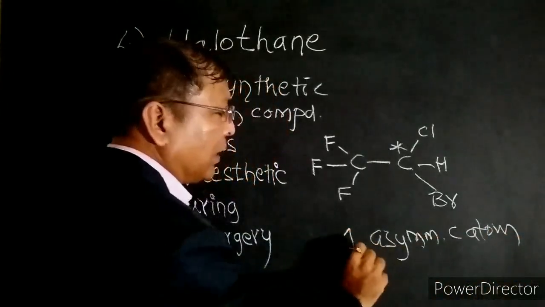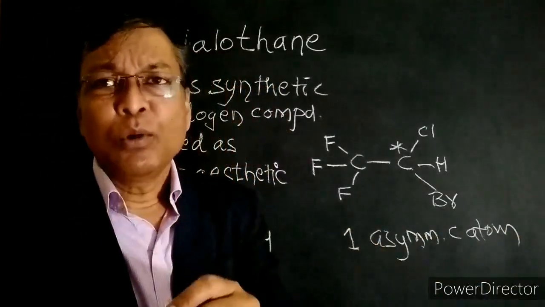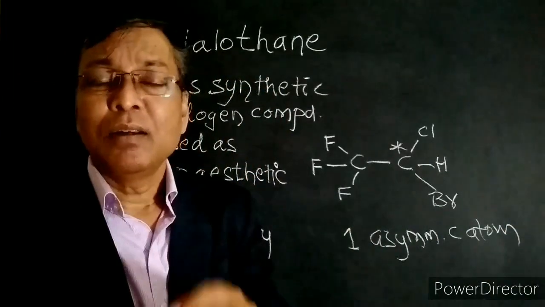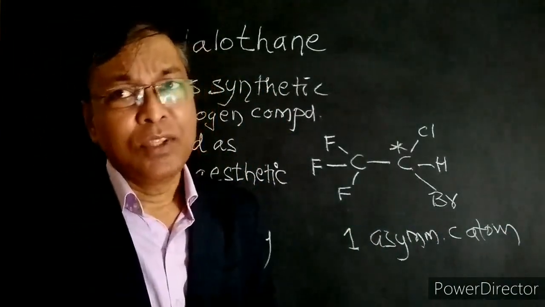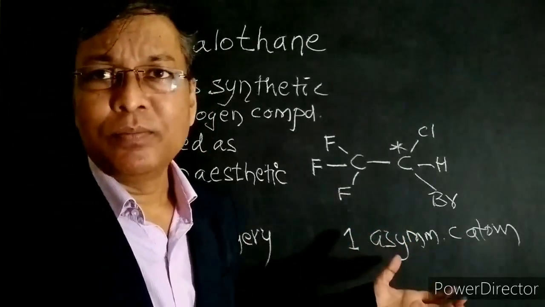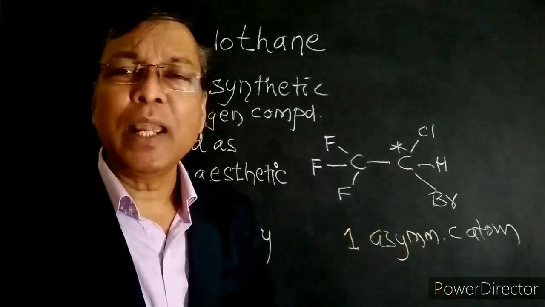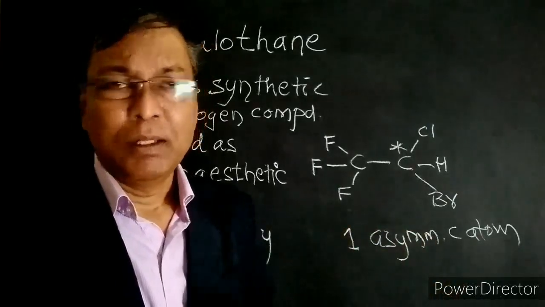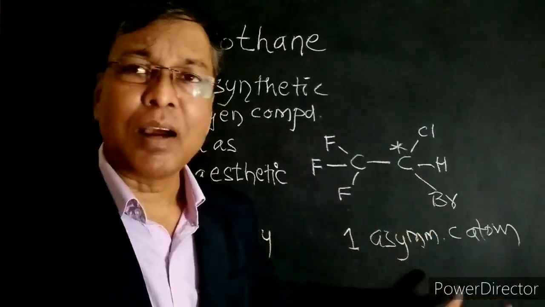One asymmetric carbon atom, and the molecule or compound which contains an asymmetric carbon atom shows optical activity. Therefore, halothane is optically active. They may also frame the question: is halothane optically active or inactive? It is optically active because it contains an asymmetric carbon atom.